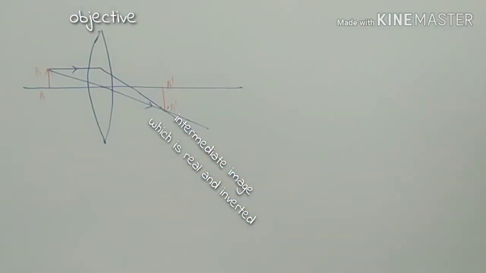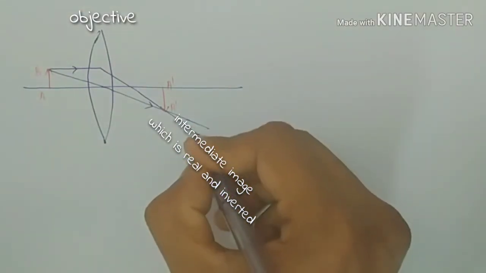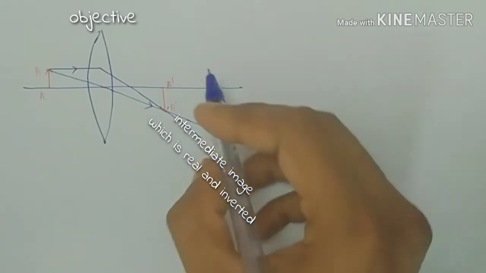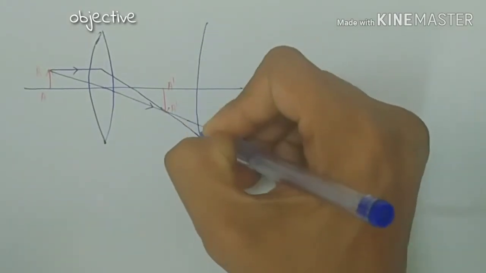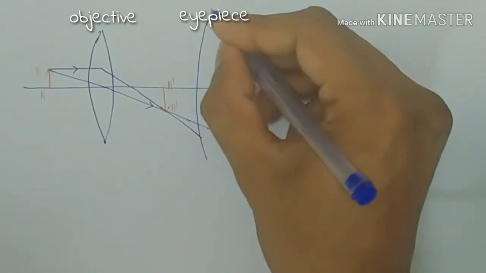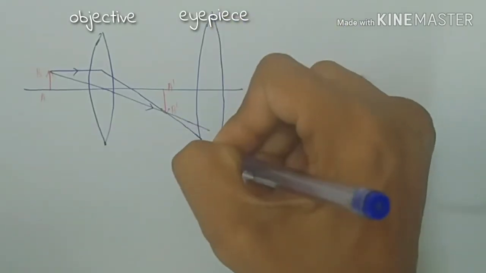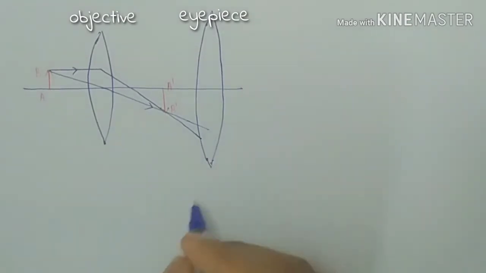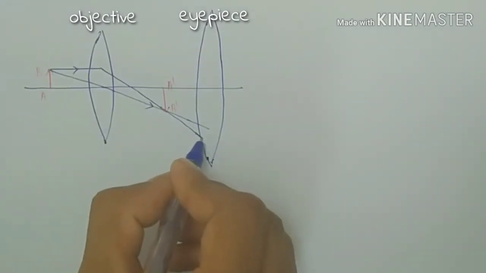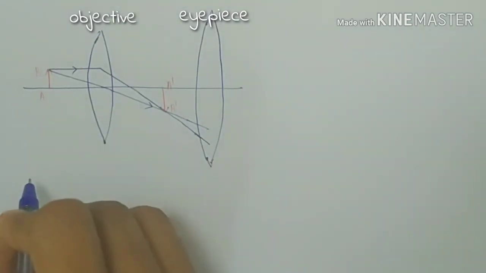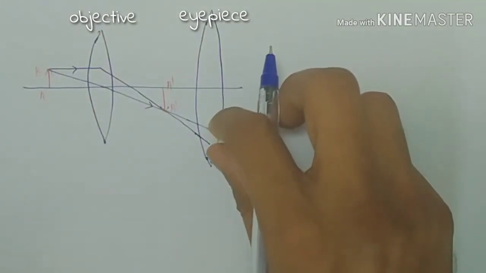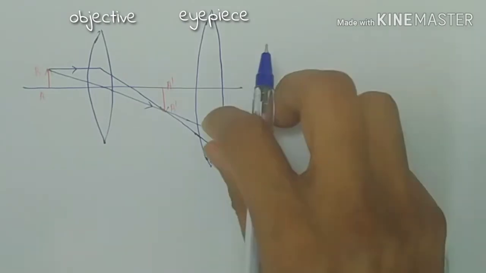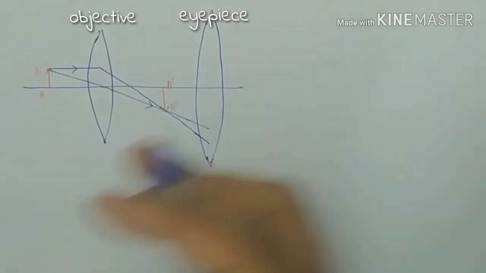Then we will draw another lens which is having these two light rays inside it. That lens is also a convex lens, and this is our eyepiece. I'll extend these two light rays like this. Then these two light rays will pass through the lens and it should pass like this. Then we will get an image over here.